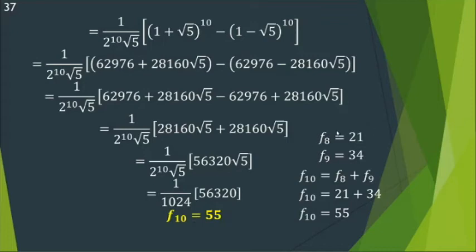So, checking natin is since given na yung ating f sub 8, which is 21, and na-solve natin kanina yung f sub 9, which is 34, we can just add them to find the 10th Fibonacci number. So, this is applicable for all terms ng Fibonacci sequence, kahit hindi given yung previous two. Okay?